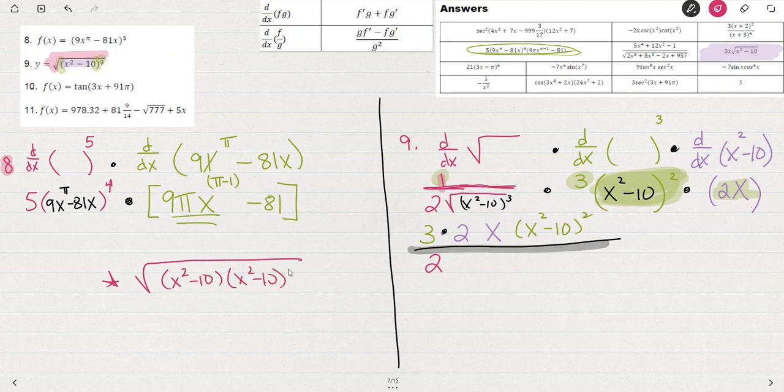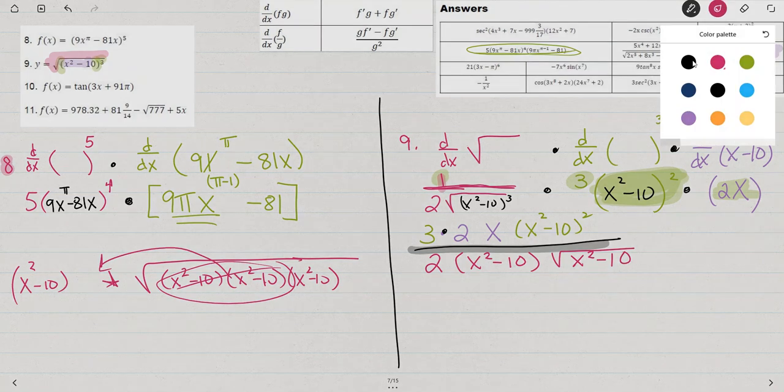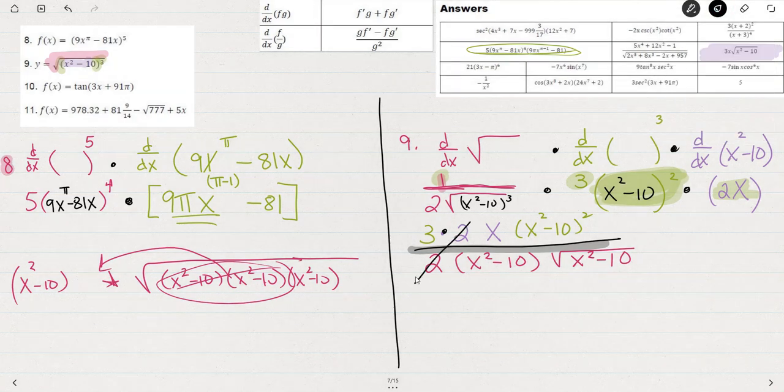Before I write it out like that, do you see what I can do here? Because it's a square root, when there's 2 of them, that can be removed from the square root. So we've got x squared minus 10, and then we've got the square root of the x squared minus 10. So let's see what happens next. We could do some reducing. This 2 over 2 reduces.